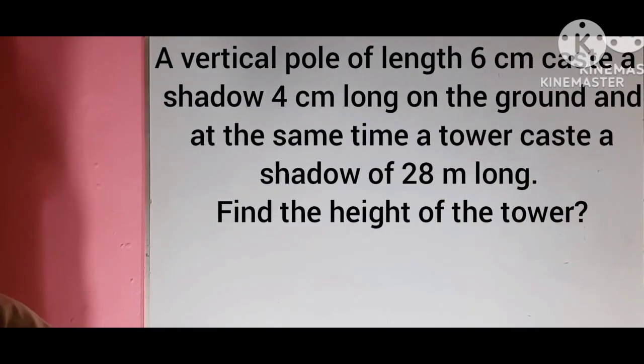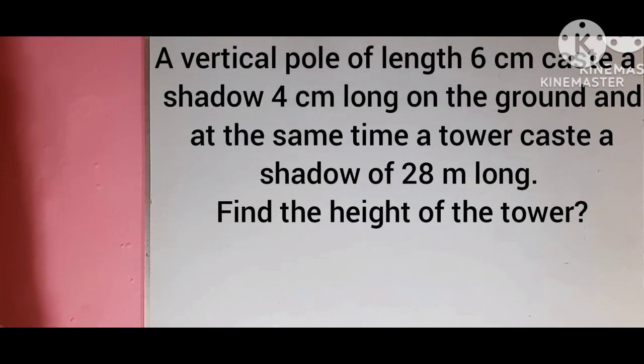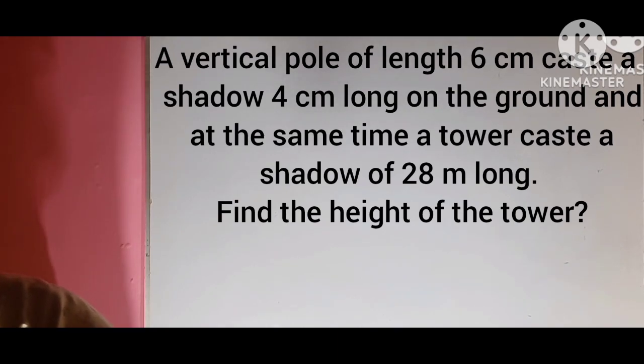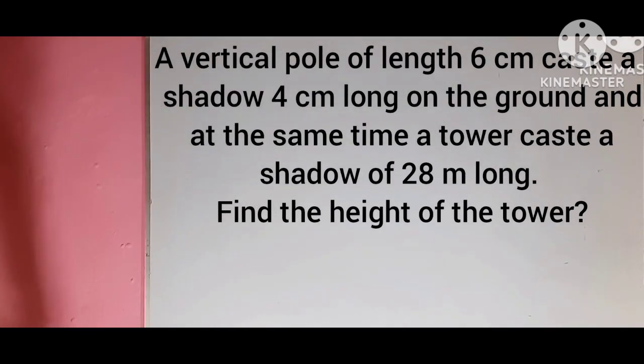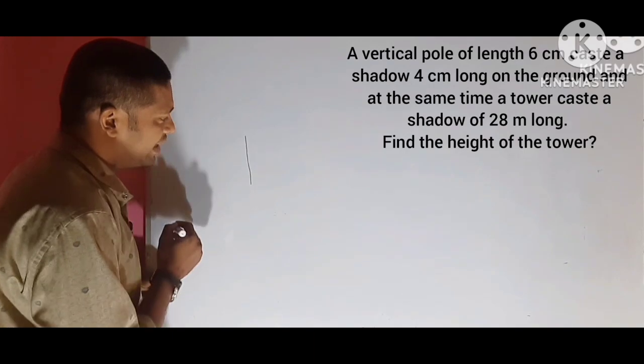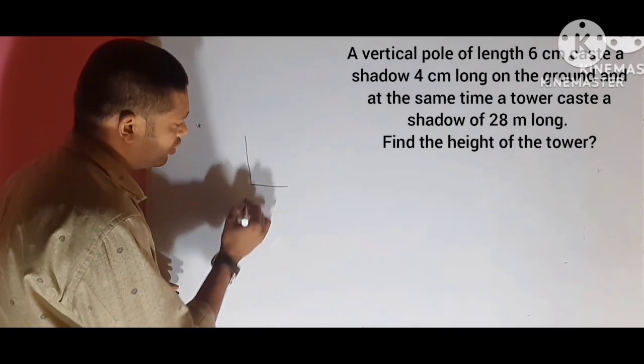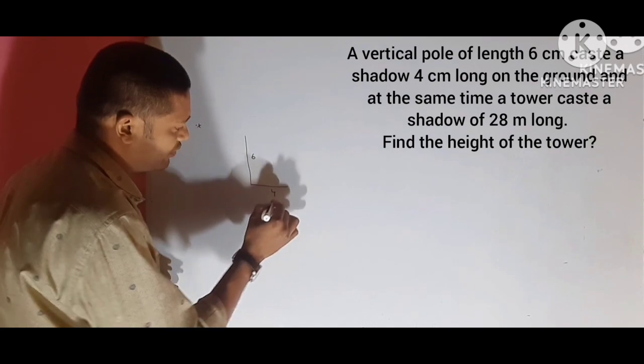A vertical pole of length 6 meter casts a shadow of 4 meter long on the ground, and at the same time a tower casts a shadow of 28 meter long. Find the height of the tower. Okay, let me draw the first rough diagram, then I will come with a fair diagram. So a vertical tower is there, making a shadow. If the sun is right over here, the shadow will be here. The tower is 6 meter and the shadow is 4 meter.